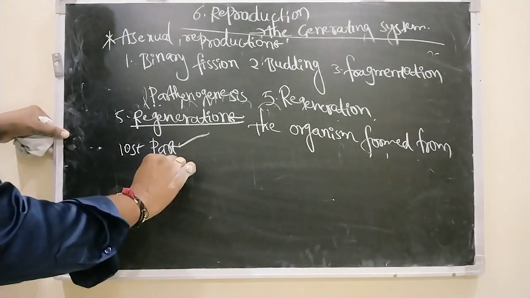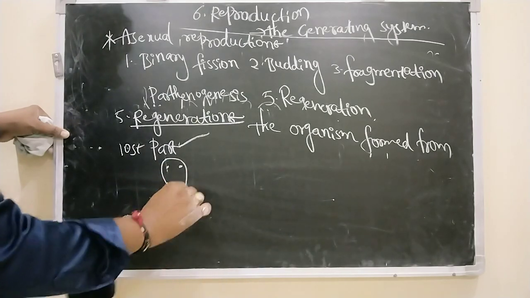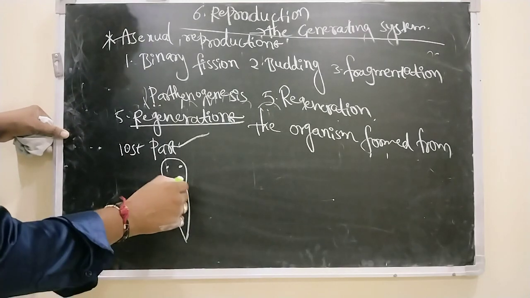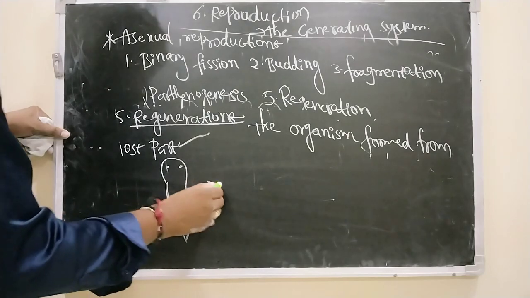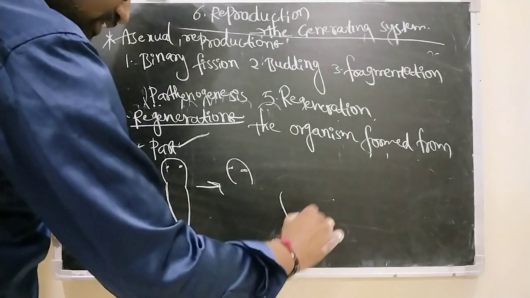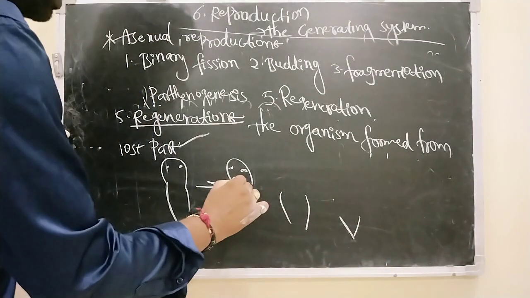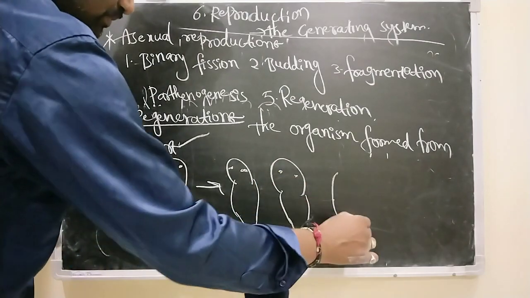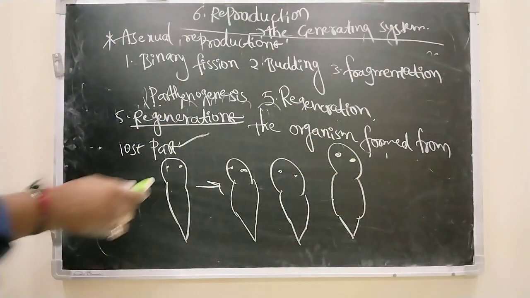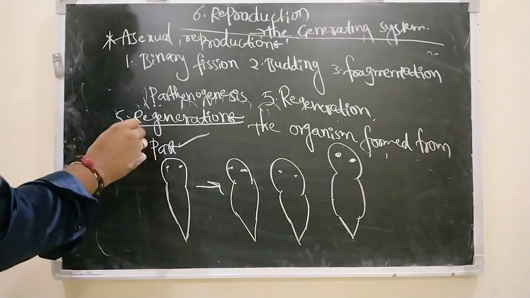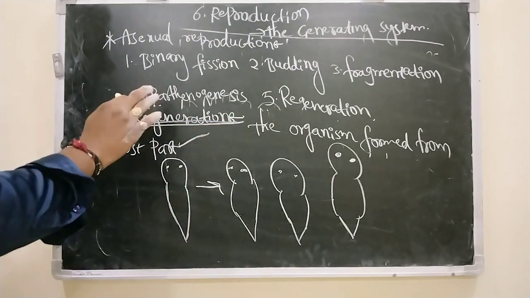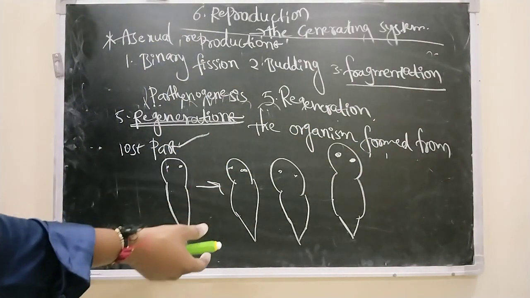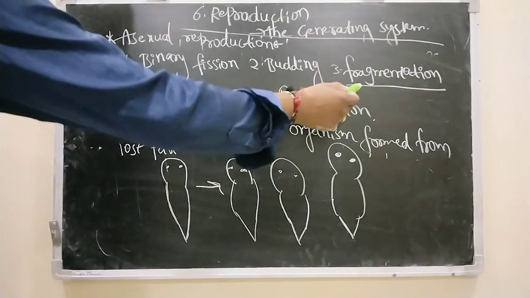For example, we can see this in lower organisms like planarians. If a planarian divides like this, either accidentally or for any other reasons, each bit forms the remaining organism. Of course there is a question: are fragmentation and regeneration both the same? Both are the same only. Why? Because there each and every fragment gives rise to a new individual, and here also every part which is separated forms a new individual.